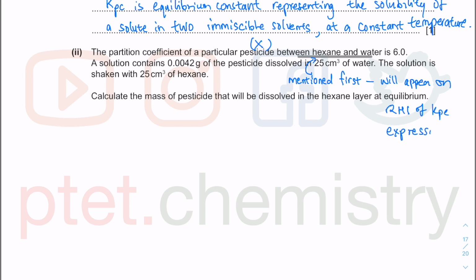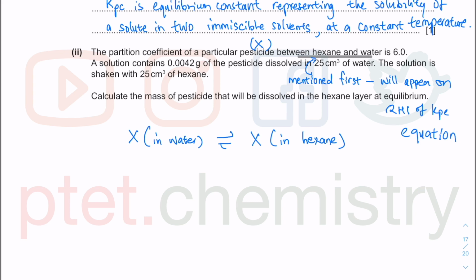I'm not talking about equation, I'm talking about expression, in the sense that I will have X in water, and then this is in equilibrium with X in hexane. This is what I meant by, because hexane is mentioned first, I'll put the X in hexane on the right side. Maybe I should use equation. Because it appears on the right side of the equation, I will put it on top of my KPC expression.